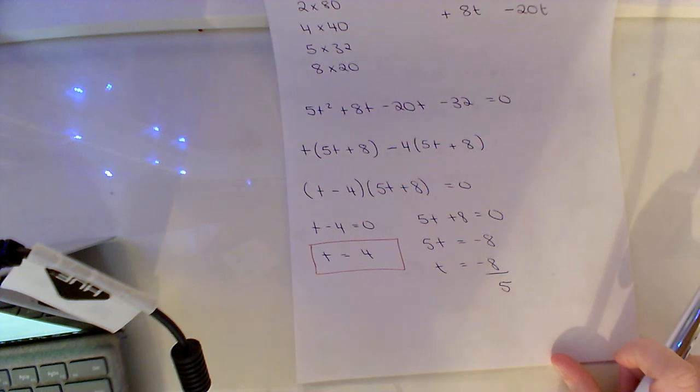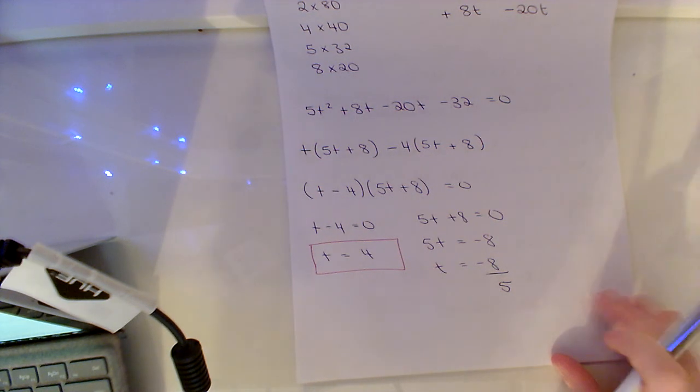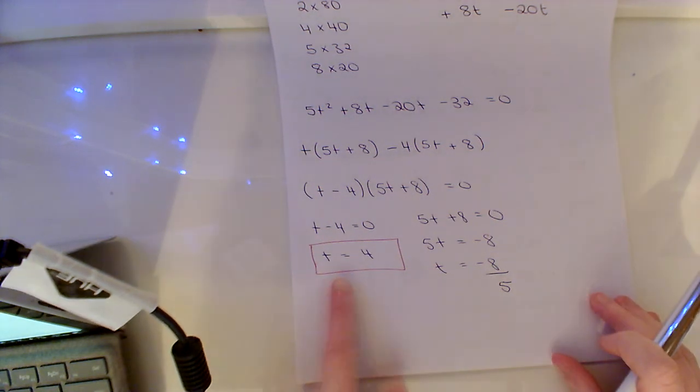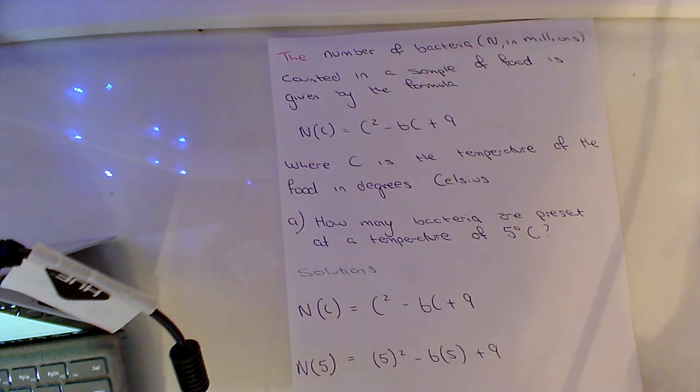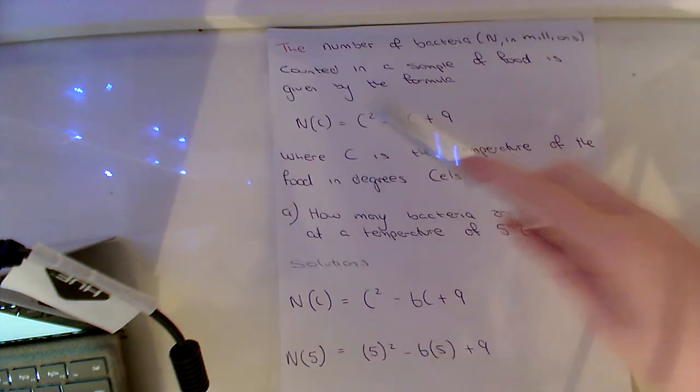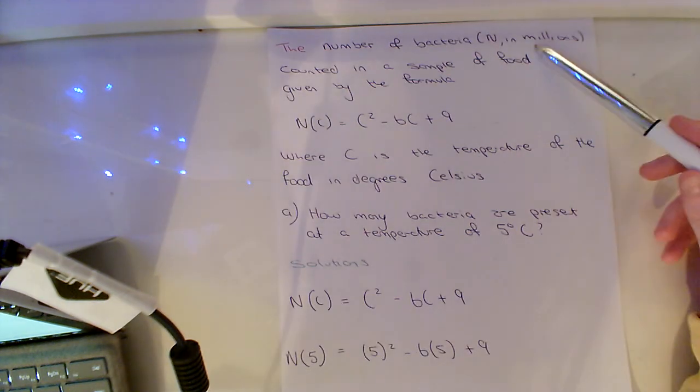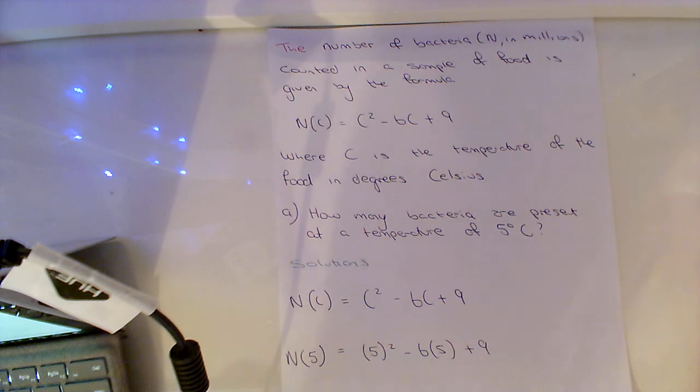Final example I'm going to go through is the number of bacteria N in millions counted in a sample of food is given by the formula N(C) is equal to C squared minus 6C plus 9, where C is the temperature of the food in degrees Celsius. Okay, first part, it says how many bacteria are present at a temperature of 5 degrees Celsius. So wherever I see a C, I'm going to sub in my 5.